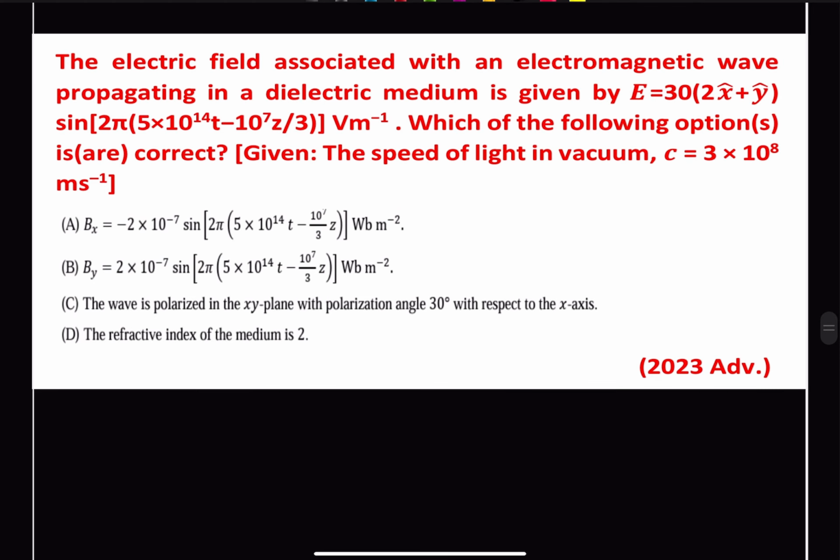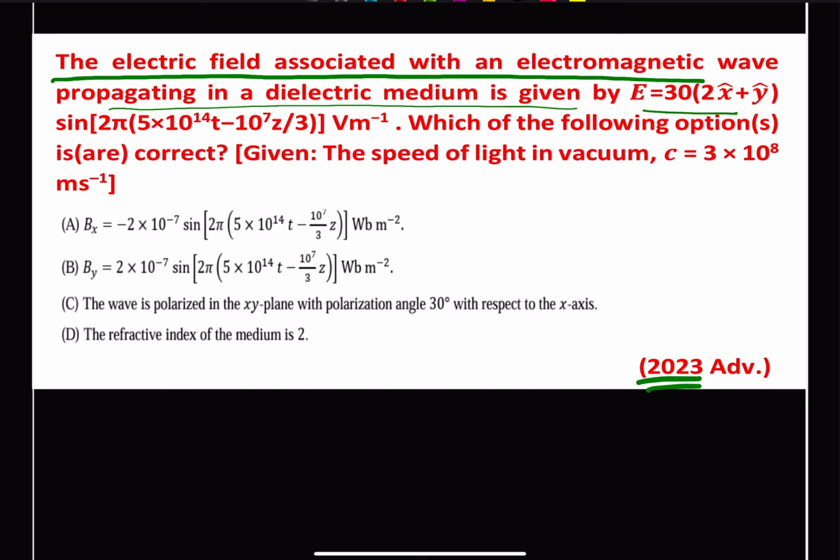It was also asked in the year 2023, and it states that the electric field associated with the EM wave propagating in a dielectric medium is given as 30(2x unit vector plus y unit vector) sine of 2 pi (5 into 10 raised to power 14 t minus 10 raised to power 7 z divided by 3) volt per meter. Which of the following option is or are correct?